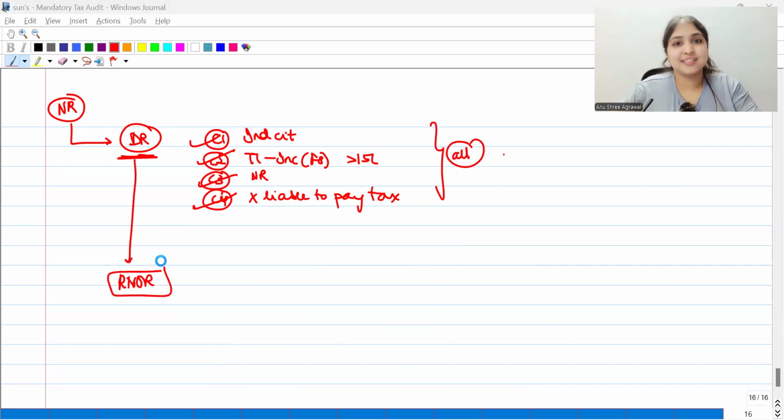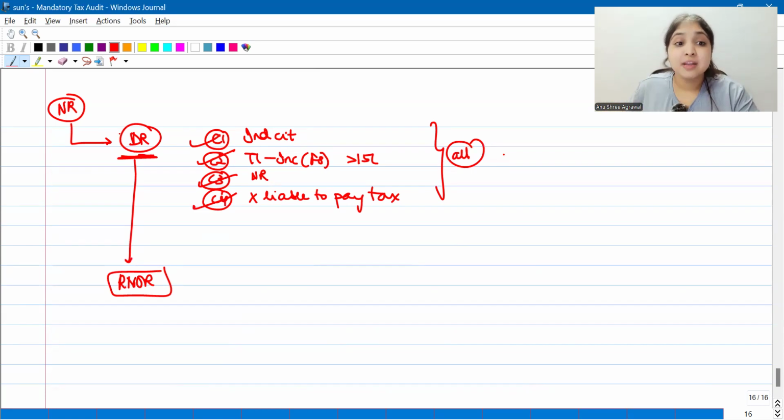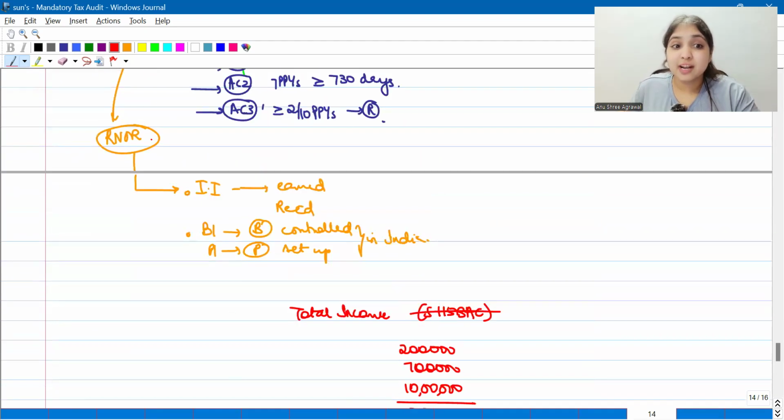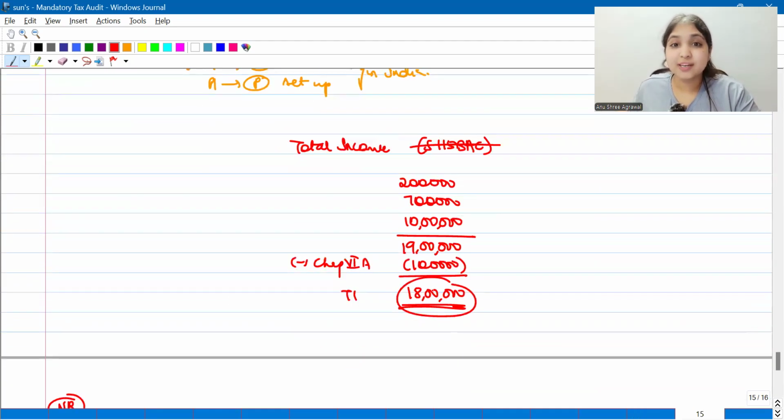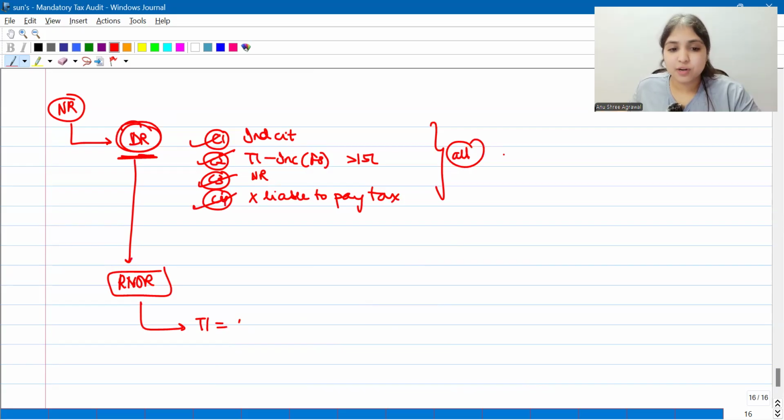Understood? Very interesting concept. Multiple points from your residential status chapter have been revised for you over here. So assessee is a deemed resident, assessee becomes an RNOR, and for RNOR, what's the total income? We've already concluded for RNOR the total income is 18 lakhs. We have already done that calculation.